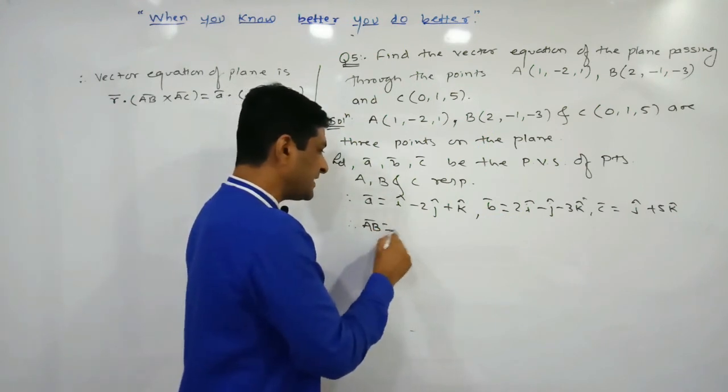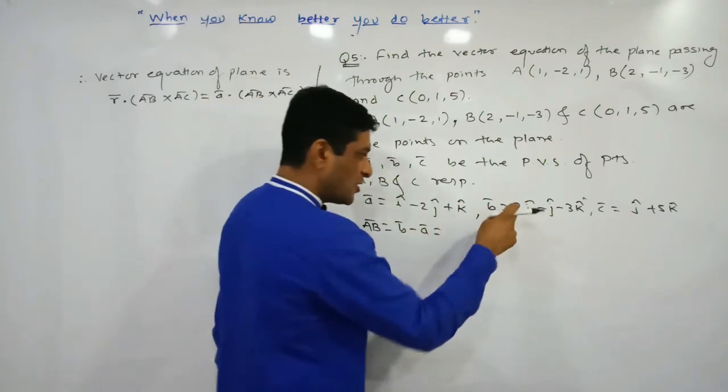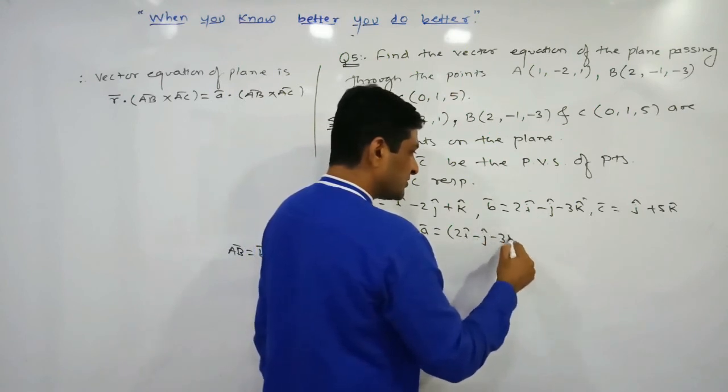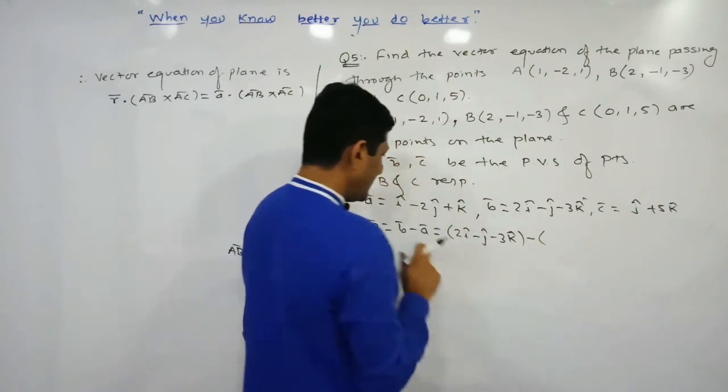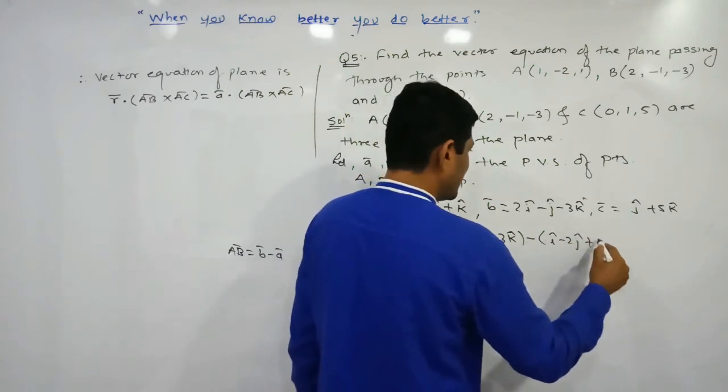AB bar can be written as what? B bar minus A bar. So substitute the value of B bar. The value of B bar is equal to 2i cap minus j cap minus 3k cap, minus A bar. A bar is equal to i cap minus 2j cap plus k cap.